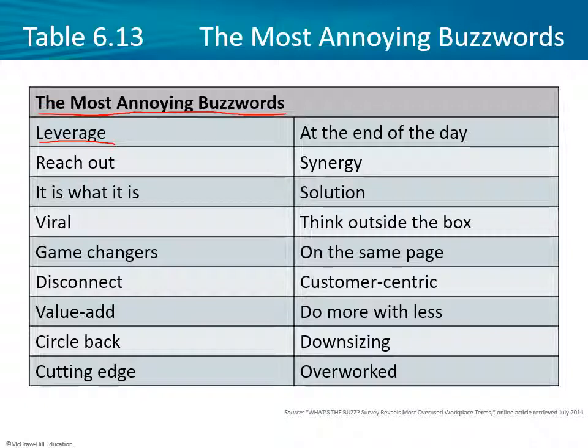Let's see, leverage. Yeah, you need to get some leverage. We need some reach out happening here. Oh man, that's annoying. It is what it is. Oh man, I love to use that. It does seem to annoy my wife though. Viral. Yeah, we need this to go viral. This is a real game changer. We got disconnect. Are you disconnected? Maybe you disconnected. You got so annoyed with these buzzwords. Circle back, value add, cutting edge.